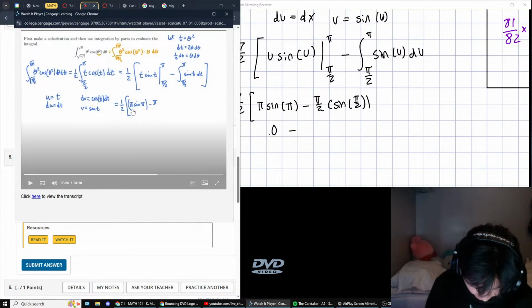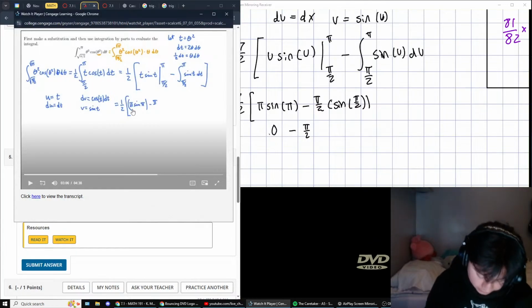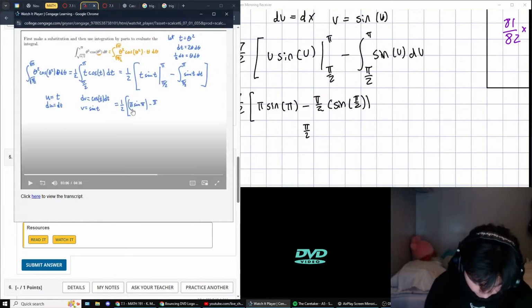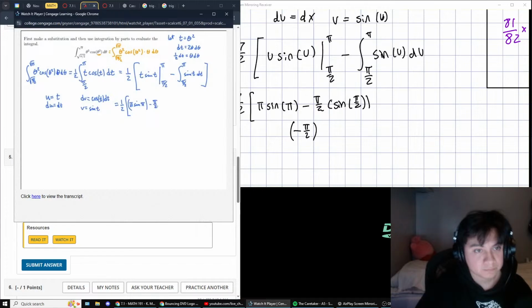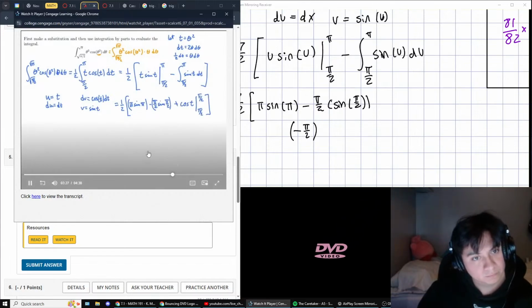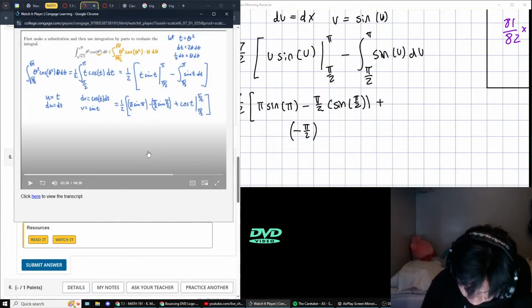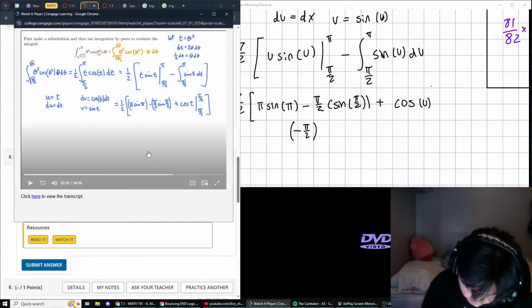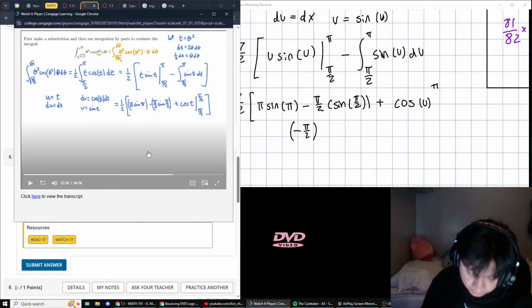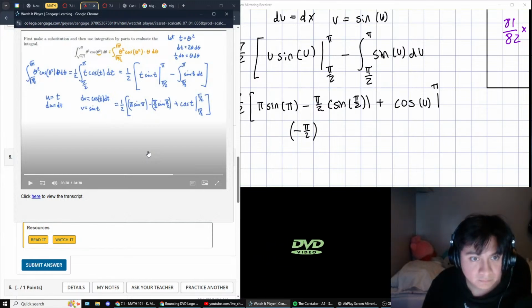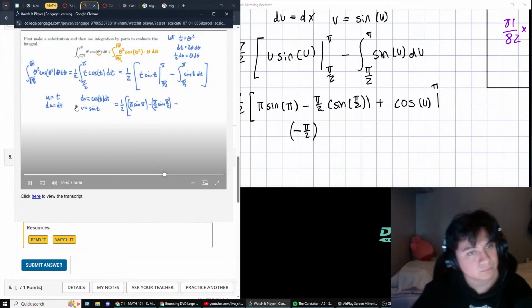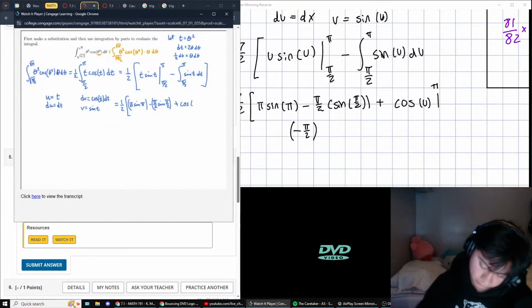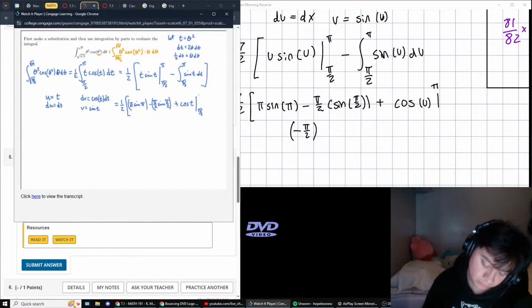So that'll be 0 minus, sine is 1, which means it'll just be negative pi over 2 sine of pi plus cosine u. Negative cosine, so it becomes positive cosine of t evaluated at endpoints.